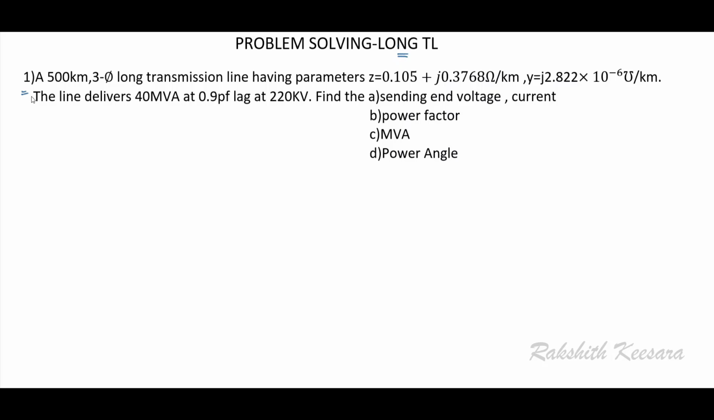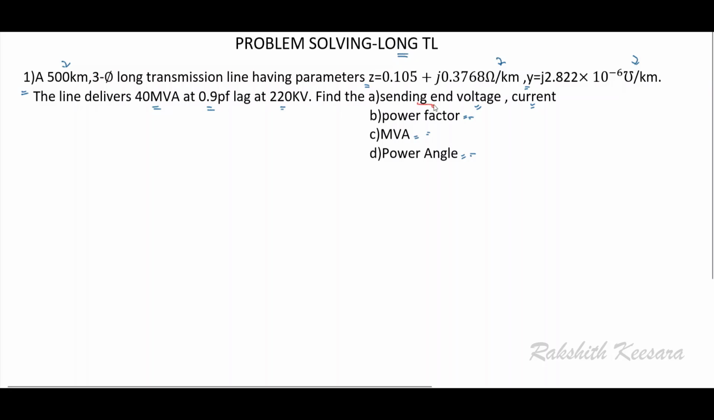Coming to the first question, it is given that a 500 kilometer three-phase long transmission line having parameters Z and Y, and the parameters are per kilometer. The line delivers 40 MVA at 0.9 power factor lag at 220 kilovolt. Find the sending end voltage and sending end current. Find the power factor, MVA and power angle. I think this is sending end power factor, sending end MVA and power angle. So let us start.